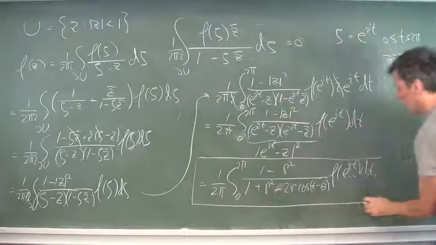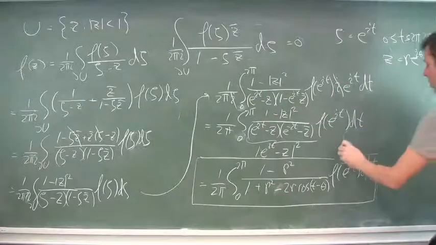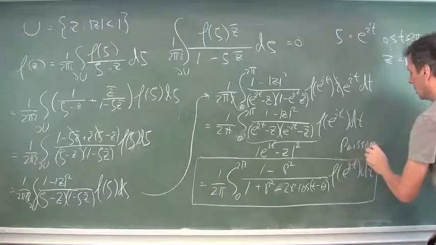So what we have here now can be called the Poisson formula.